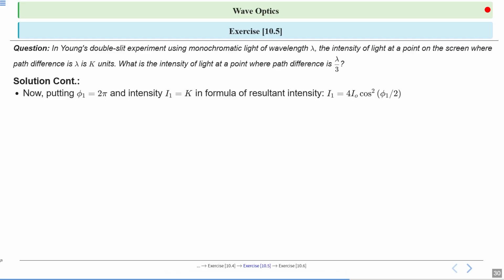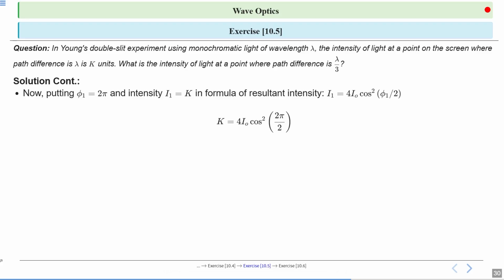So now let's start solving the problem. We know that the path difference is lambda, and we have calculated phi 1 equal to 2 pi, and the intensity I1 is equal to K for the first case. So we use the formula for resultant intensity, I equal to 4I0 cos square phi by 2, and putting this value, I1 equal to 4I0 cos square phi 1 upon 2. Now substitute the known values into the formula. I1 is K, so K is equal to 4I0 cos square, what is phi 1?